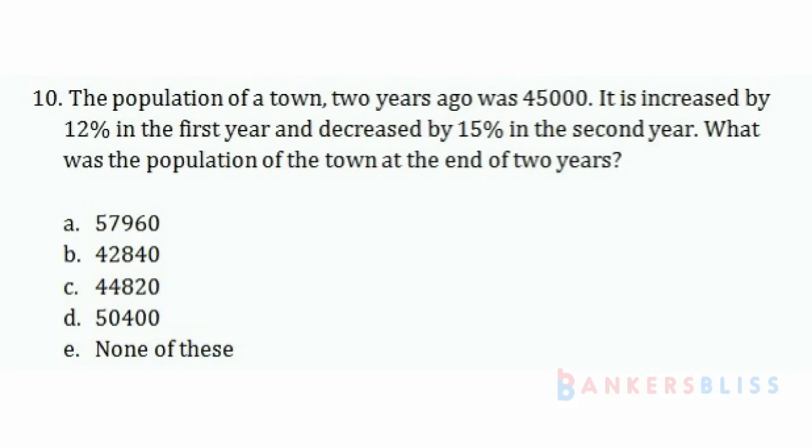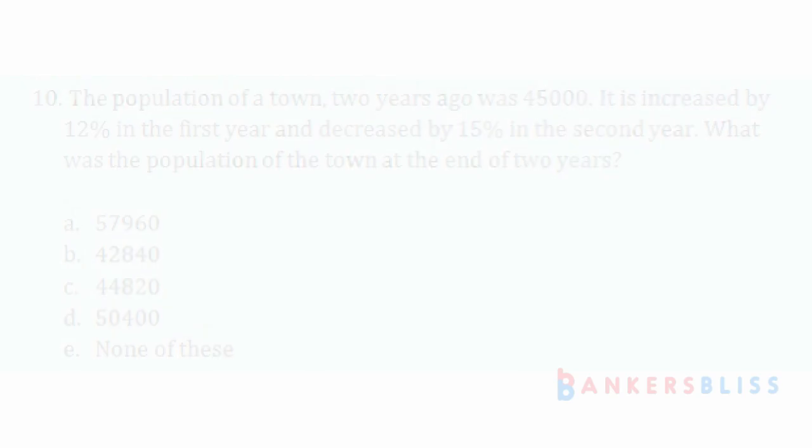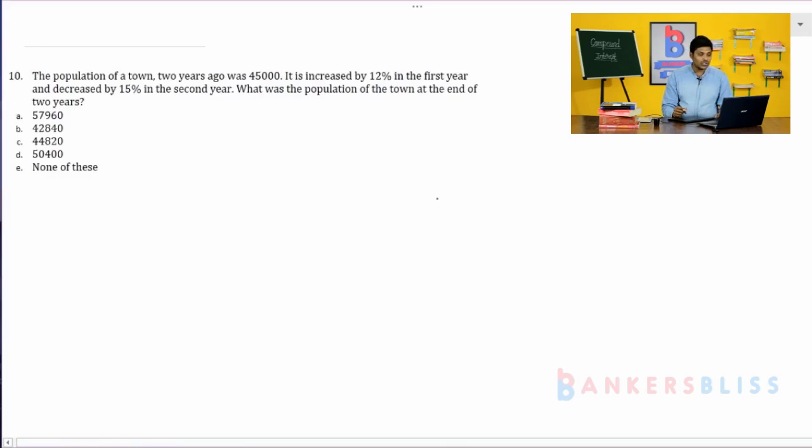See here, the population of a town 2 years ago was 45,000. It increased by 12% in the first year and decreased by 15% in the second year. So first it increases, so you have to add the interest amount, and in the second year it decreases by 15%, there you have to subtract. What was the population of the town at the end of the 2 years? So you have to calculate after 2 years how much it will be. Okay, so 45,000.